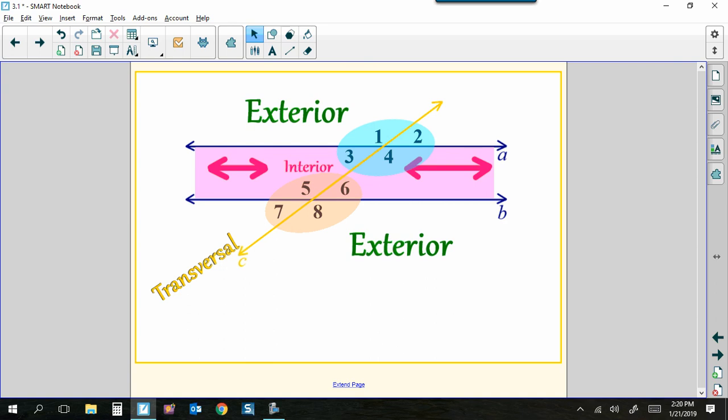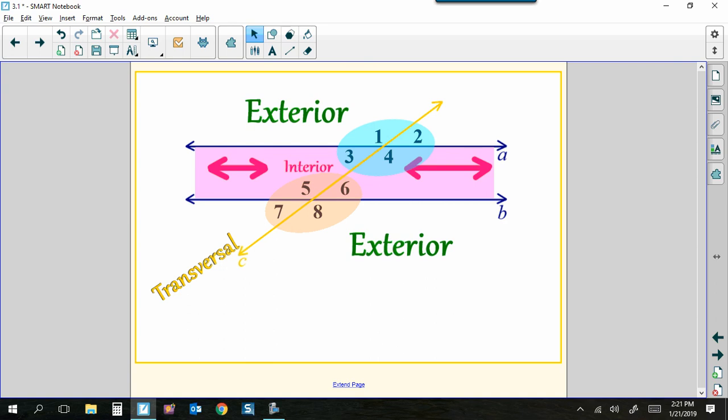So we can use all of that math that we have learned in previous lessons to help make this lesson in chapter 3 easier. So we have linear pairs, we have vertical angles. This is going to be so easy. So let's go look at some more angle relationships.